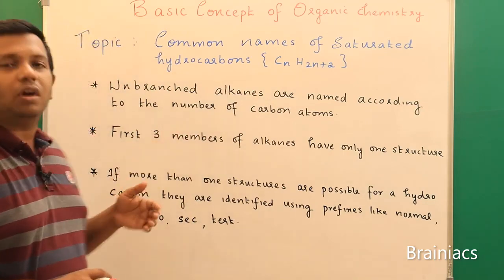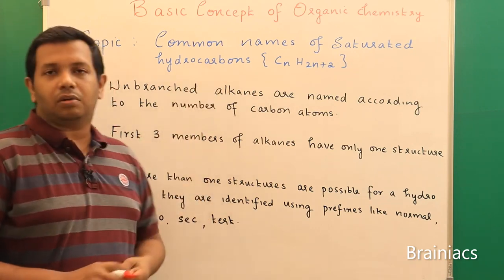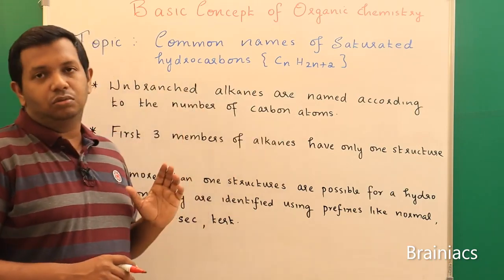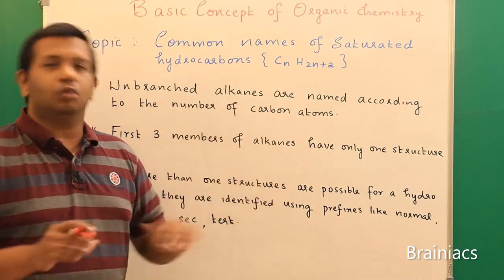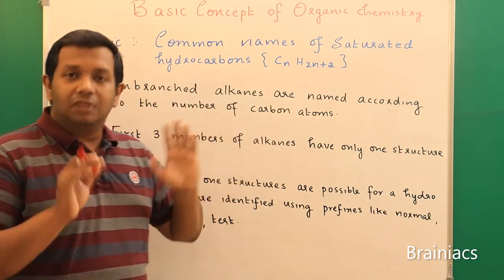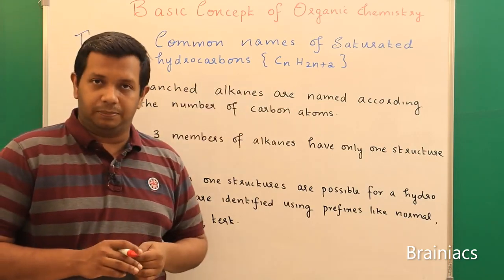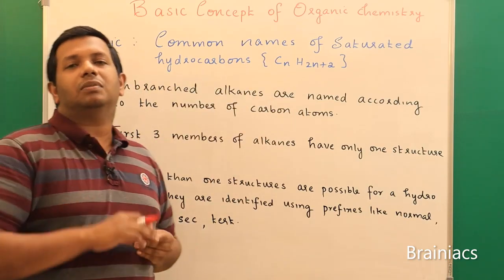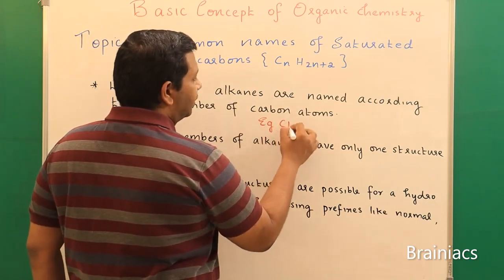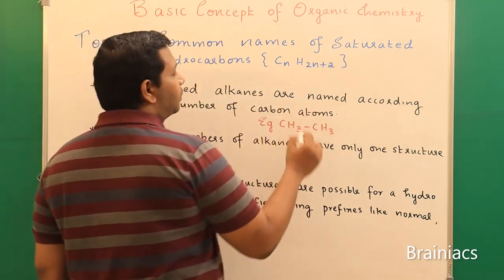Okay, so let's see the common way in which you name a saturated hydrocarbon. The first thing is, with alkanes, when you are trying to draw them, there can be branches or no branches. I will explain what that means. First, unbranched alkanes, that is, if there is no branch. Unbranched alkanes are named according to the number of carbon atoms. For example, ethane: how will you write it? CH3, CH3, and you know that there are no branches. So in this case it is based on the number of carbon atoms.